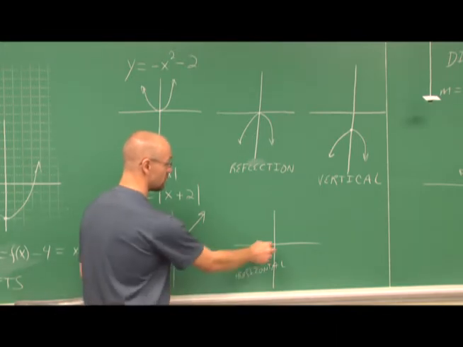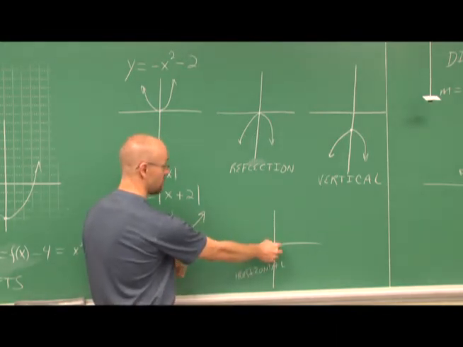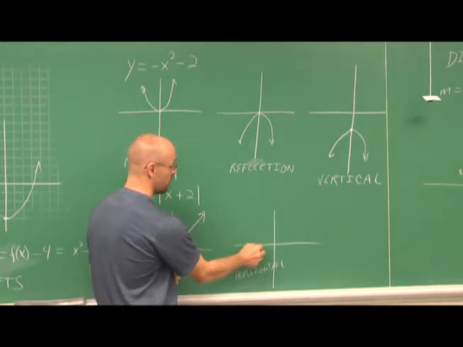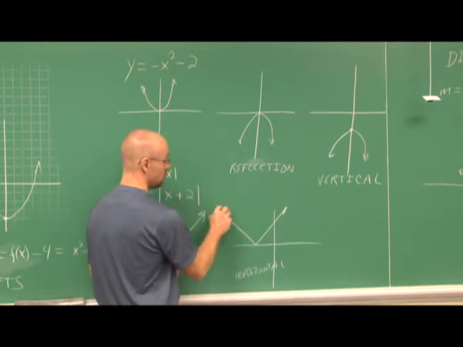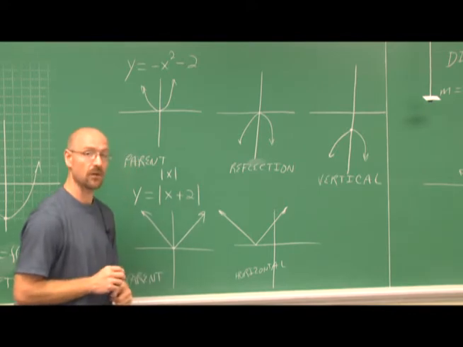So here my horizontal shift, instead of having this V shape at the origin, I'm going to move it over 1, 2 units, and then draw the general shape of that function.